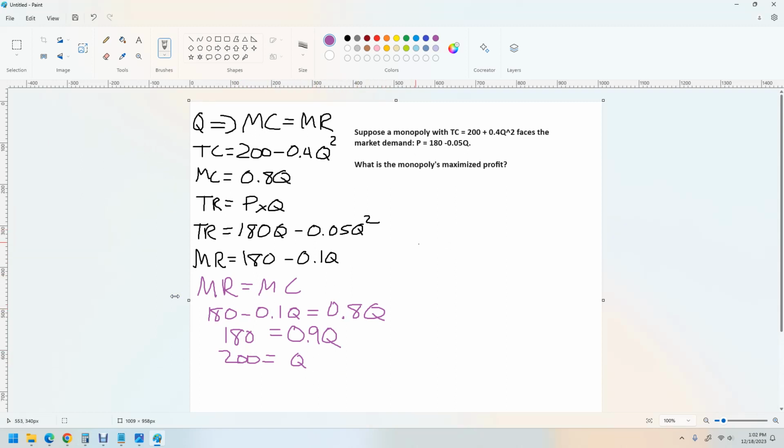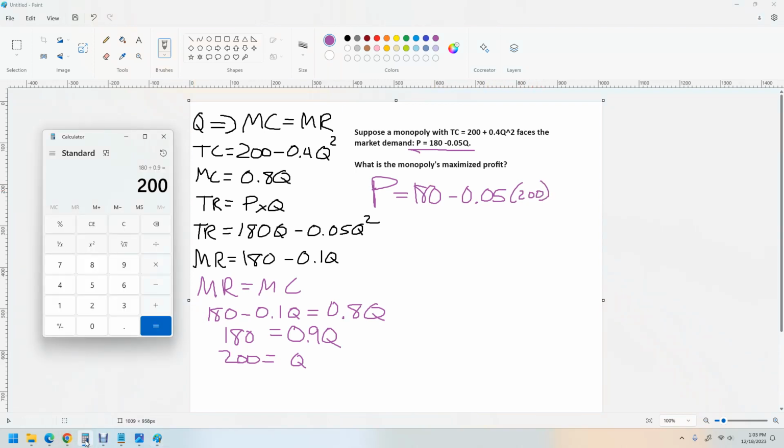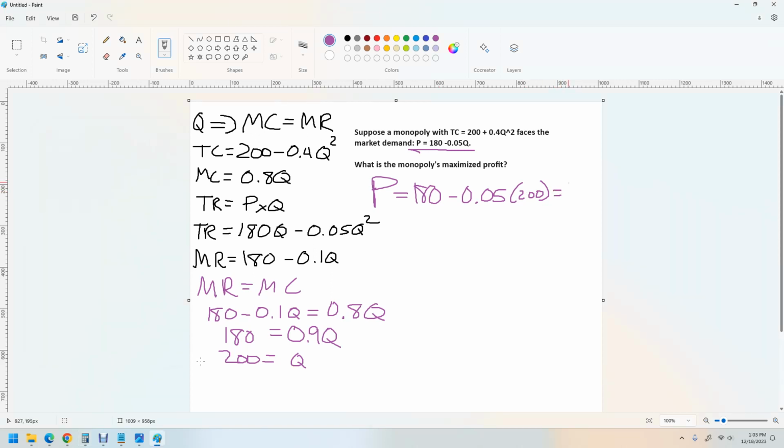Now we're going to plug that into this function here to give us our price. So you can just say price equals 180 minus 0.05 times 200. 5% of 200 is 10. So the price is 180 minus 10, which is 170. Price is 170. Now we want to know what the total revenue is.